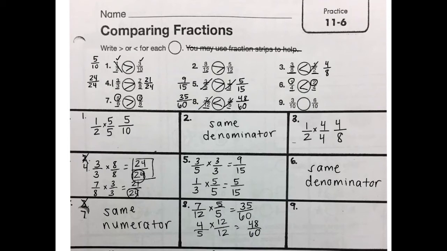Let's look at this last one here, number 9. 10 and 10, my denominators are the same. This makes it easy for me. I want more pieces. So comparing 3 and 6, 6 is bigger, so I'm going to put my less than sign. 3/10 is less than 6/10. For my evidence in my box, I can put same denominator.